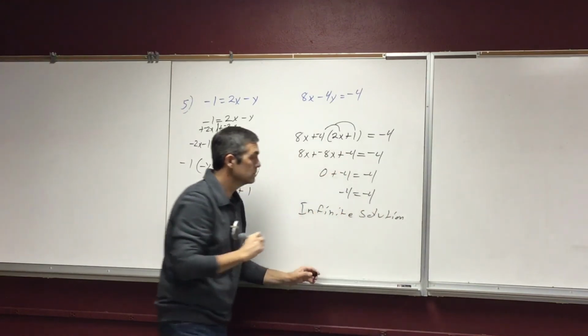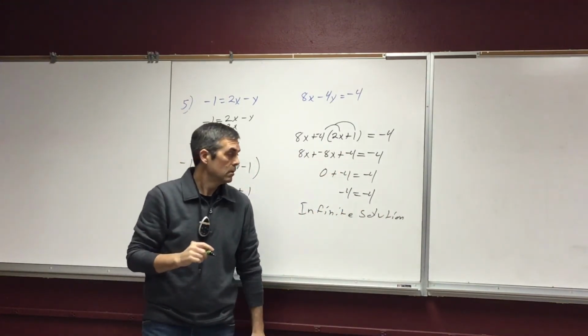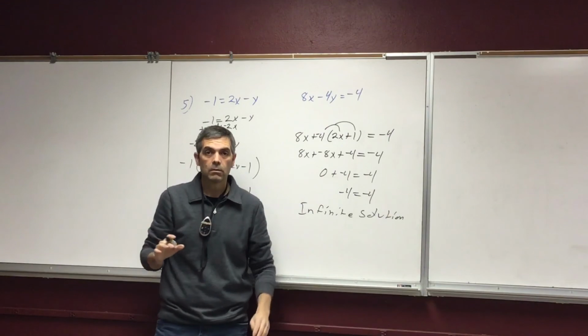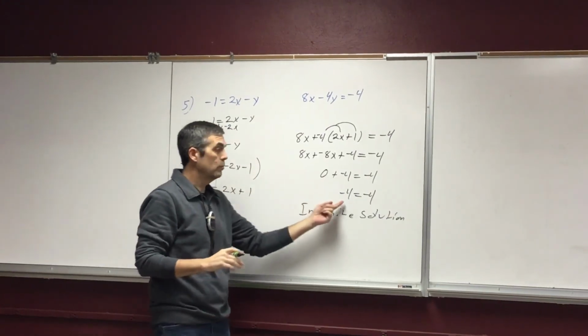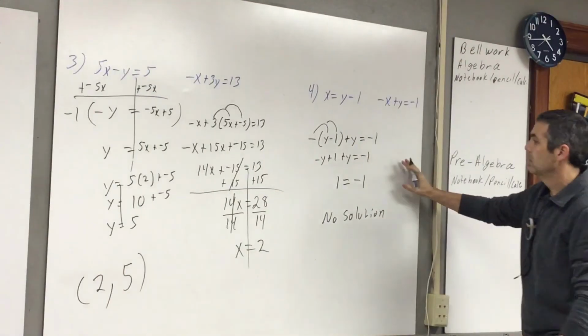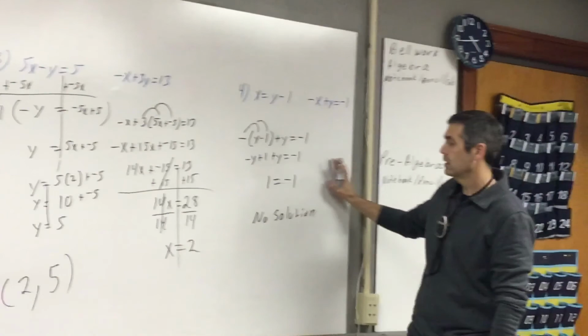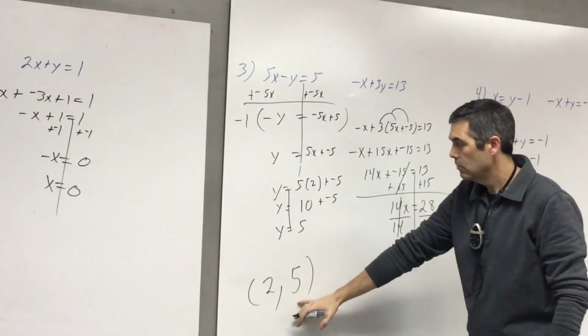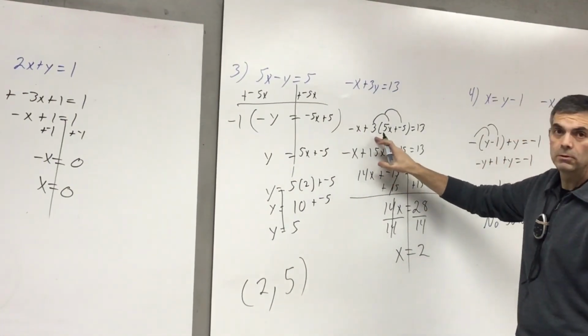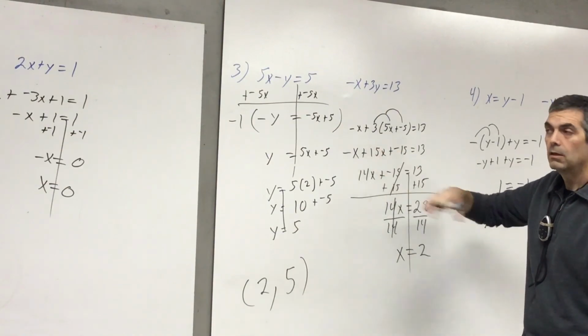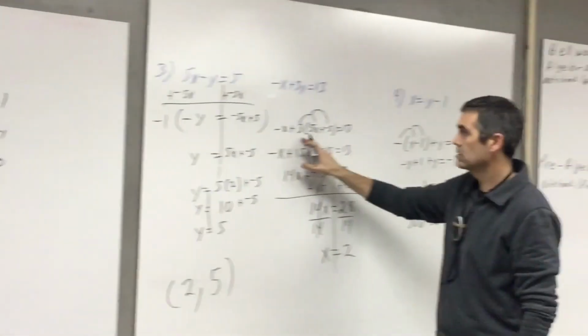So make sure you recognize it when you see it. Infinite solutions. No solution, this is the inconsistent one; the rest of these are consistent. No solution, one solution, and watch the distributing of that. These are the key areas where we make our mistakes.